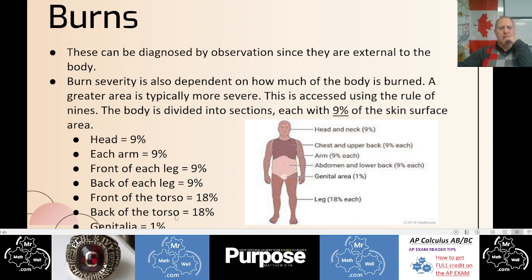actually I think we're a little less than 100% here still. This is not really exact. So 4 9s are 36, 2 18s are 36. So that's 72, 73 with the genitalia there. And then, so what's that? That's 28, 27, 28. So yeah, so the chest and upper back gonna be a little more than 9% each.